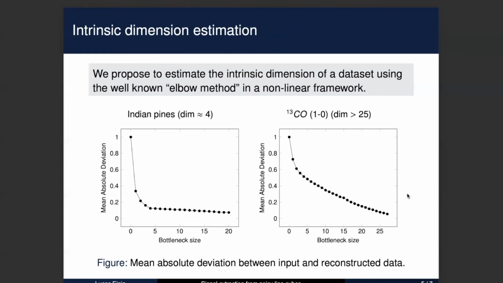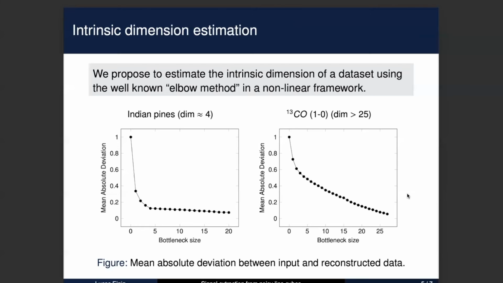So we will plot the reconstruction error, which is the mean absolute deviation, which is like the mean square error, but not the square of the difference, just the absolute value of the difference, because it has nice property here. For Indian Pines, we can see that the reconstruction error is decreasing quickly at the beginning, but at the end, for a dimension of 4, there is no real improvement if we increase the bottleneck size, which means that if we want to reduce the data set, we'll choose this dimension. For 13CO, this is not the case.